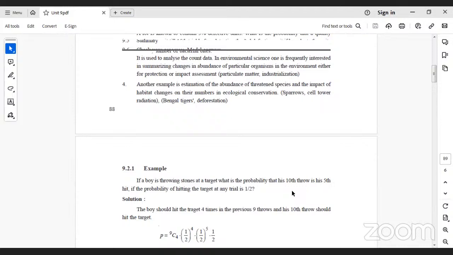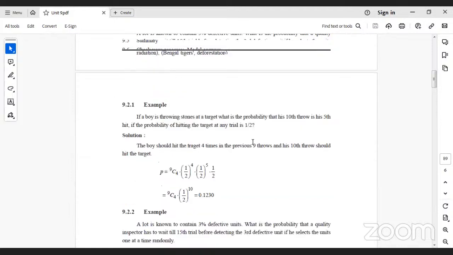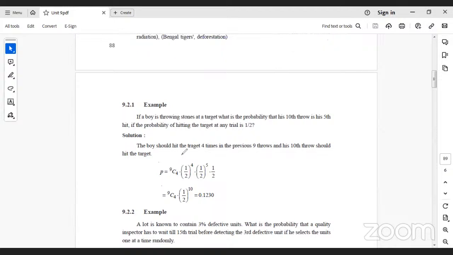Here, one problem you have to see. If a boy is throwing stones at a target, what is the probability that the 10th throw is the 5th hit? In the 10th throw the 5th hit, the probability is not 1/2; look at 9C4. Now, for that boy, what is the probability that the 10th throw is the 5th hit?